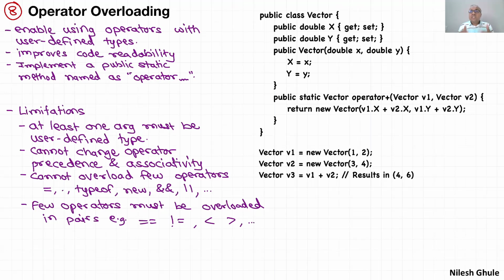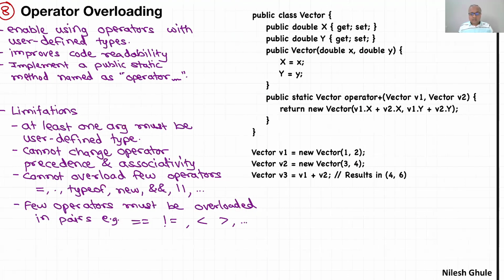Let me tell you, in this particular case, operator is nothing but just a function with the special name called operator along with the operator sign. And this operator must be declared as a public static function of the class. And then you can do the operation on that particular function. You may overload the unary operator or the binary operator as per your requirement.